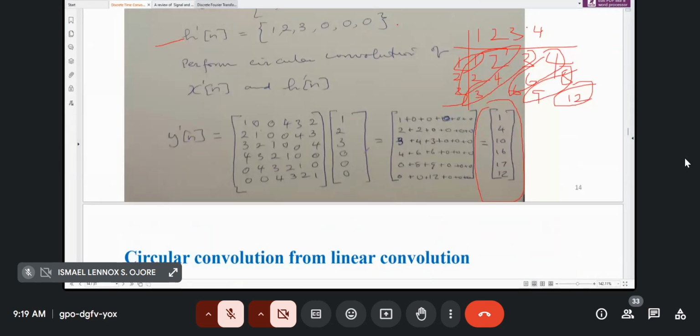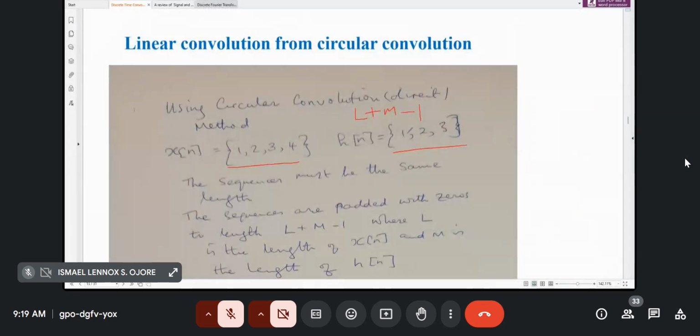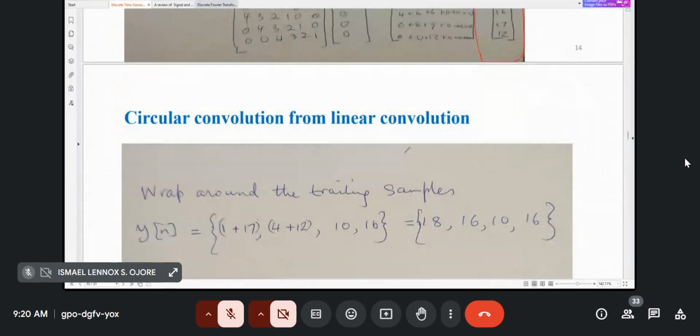But our sequences, of course, were wrong. So if I were to do that, I needed to have sequences of the same size, which of course is possible. It's just a matter of having these sequences. So if you have to do the circular convolution of these 2 sequences, you can get that from the linear convolution. You could have done the linear convolution, gotten this, and then get the circular convolution by wrapping around the trailing samples.